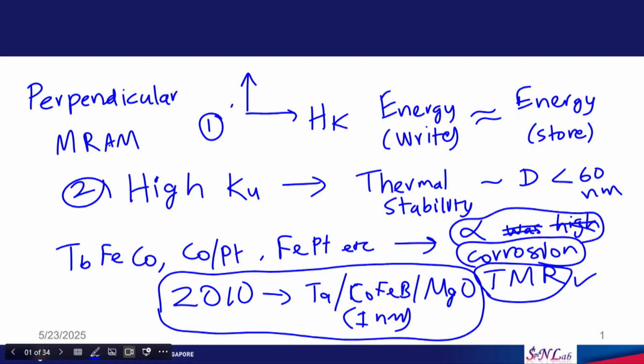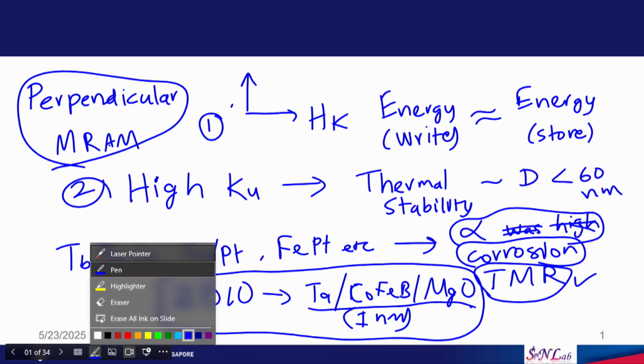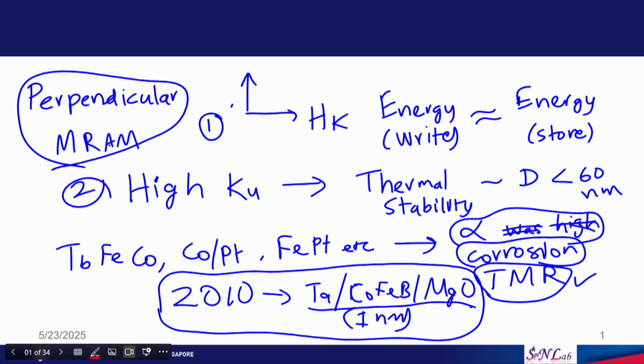reasonably low damping constant. So, all the things that we wanted from a material for perpendicular MRAM were possible because of this particular discovery. So, this was the first discovery that enabled MRAM going from 60 nanometer down to around 35 nanometer.